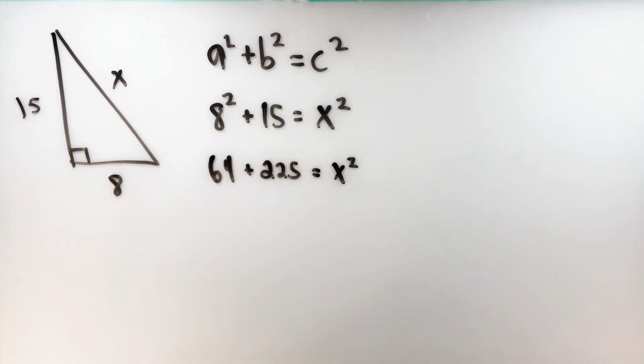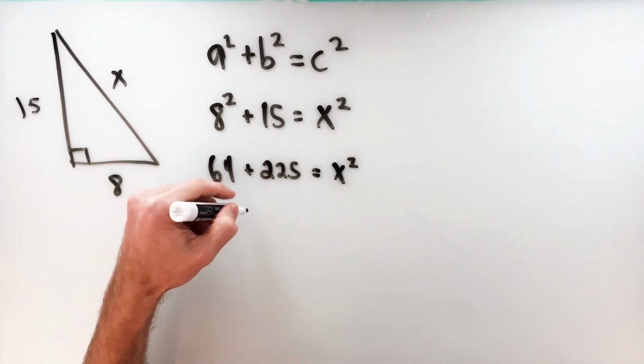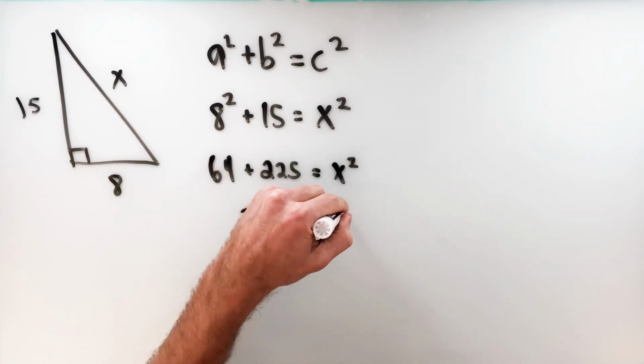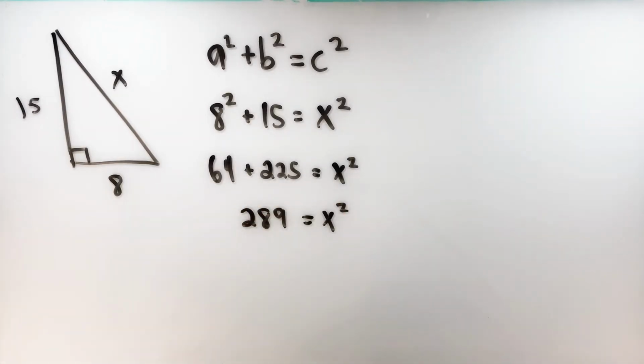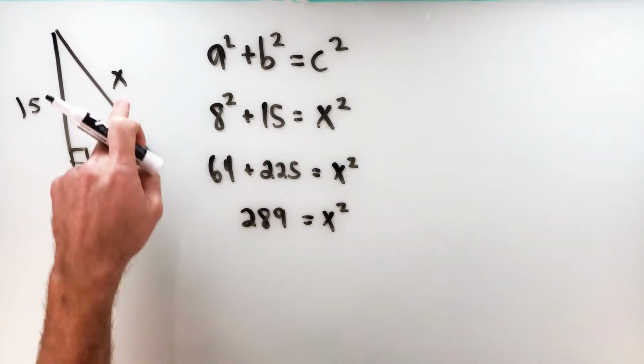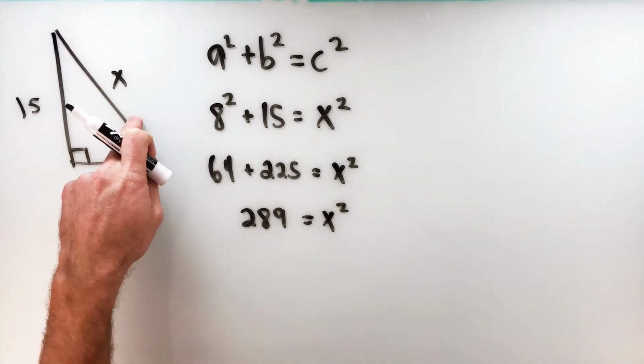Add those two together, 64 and 225. That's 289, which is equal to x squared. Now what do we do from here? I don't really need to know what x squared is. I want to know what x is, but how do I get from an x squared back to an x?